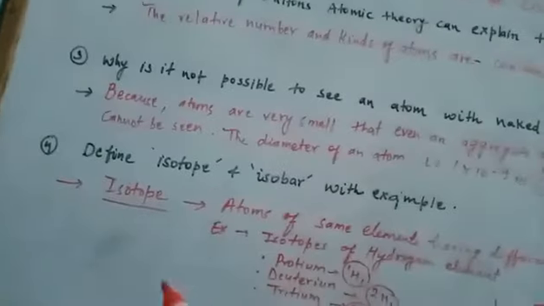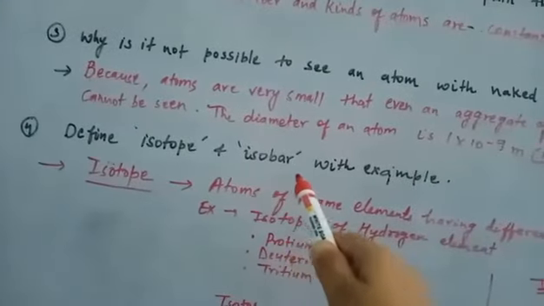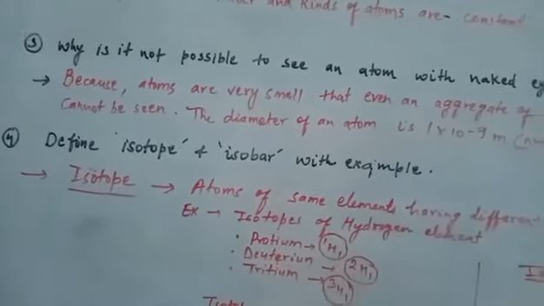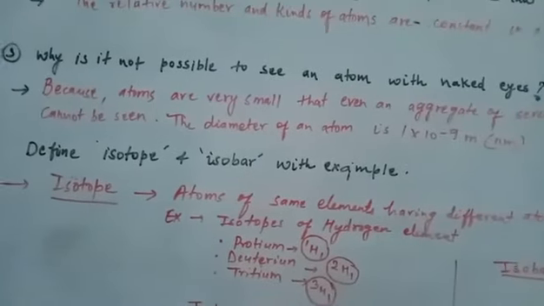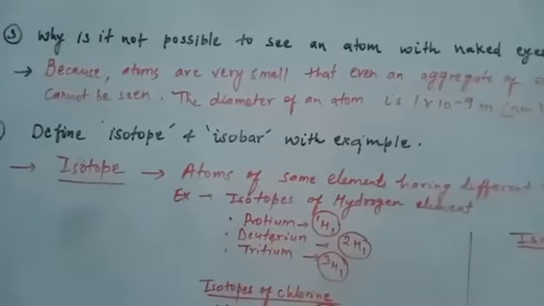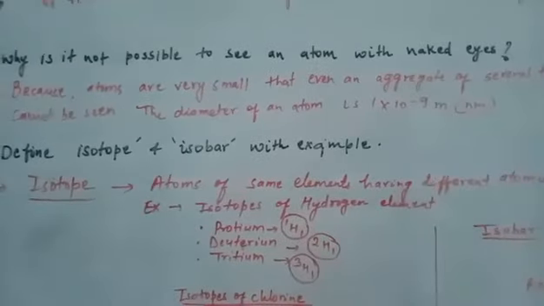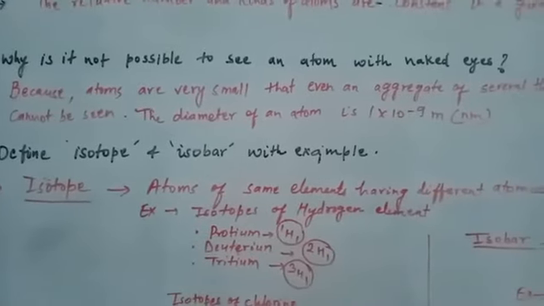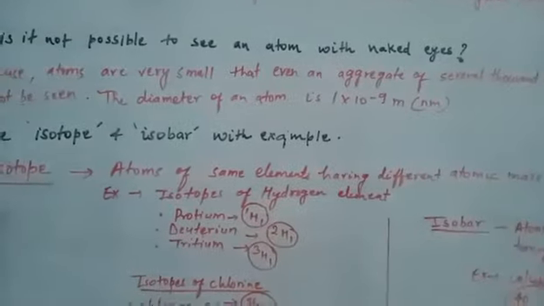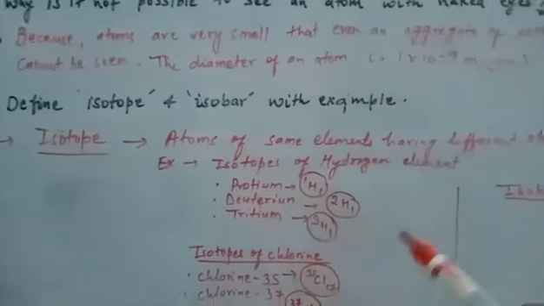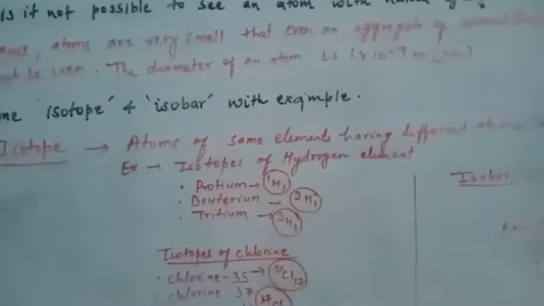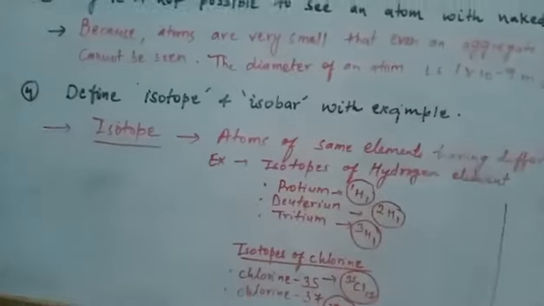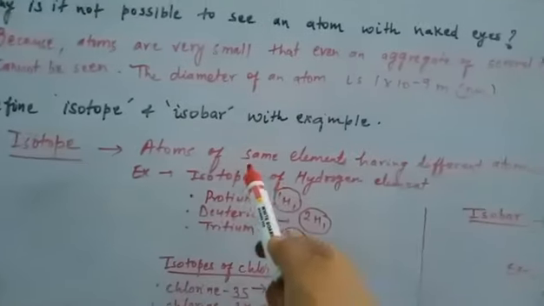Okay. Now fourth is, define isotope and isobar with example. This you have to write in a clear way. Most of you have written very clearly, and some of you have tried well, but just see how you can write in a proper manner. Okay. Isotope, first we have to define it. Atoms of the same element having different atomic mass are called isotopes.